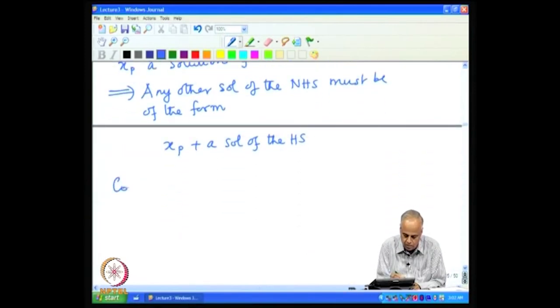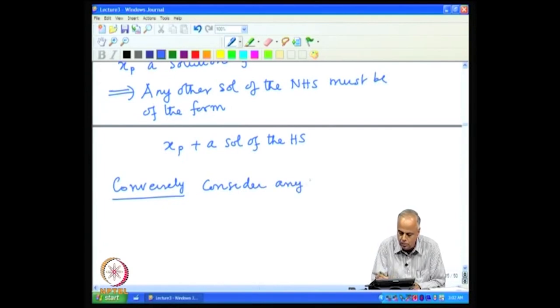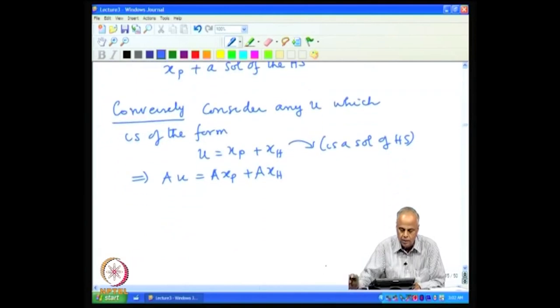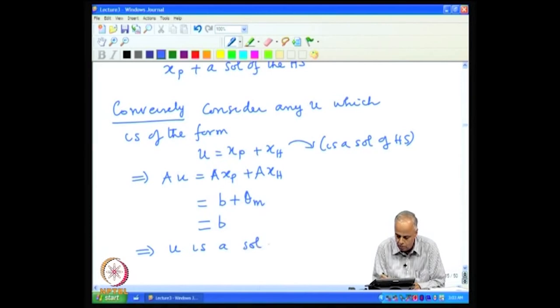Conversely, consider any U which is of the form U equal to xp plus xh, where xh is a solution of the homogeneous system. Then that implies Au equal to A xp plus A xh, but A xp is b, because xp is a solution to the non-homogeneous system. A xh is theta m, because xh is a solution of the homogeneous system, and that is equal to b. That says U is a solution of the non-homogeneous system.